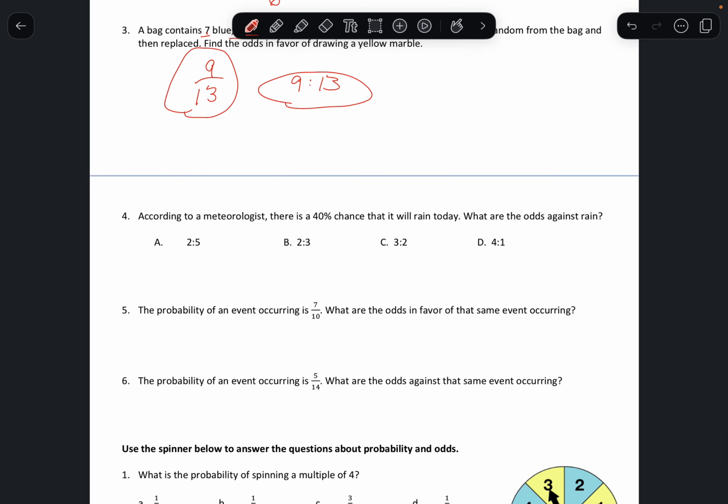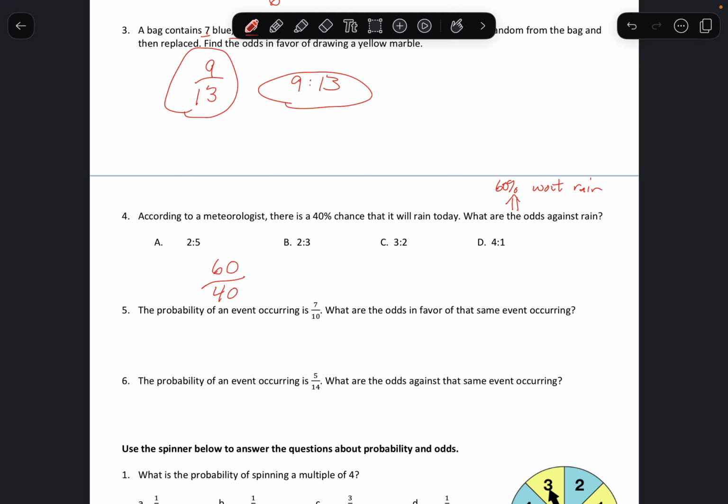According to a meteorologist, there is a 40% chance that it will rain today. What are the odds against rain? Okay, so this requires us to know a couple of things. A 40% chance that it will rain means that there is a 60% chance that it won't. So the odds against rain: a 60% chance that it won't rain compared to a 40% chance that it will rain.